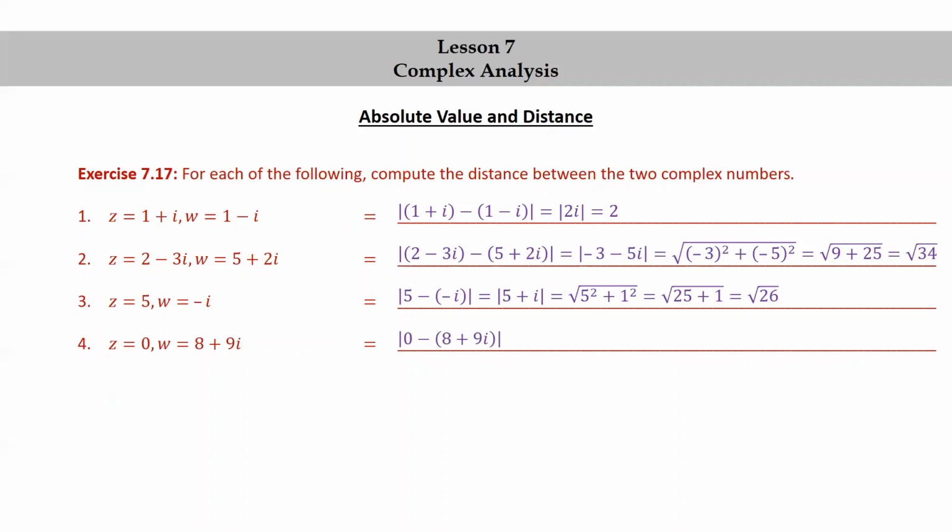The absolute value of 0 minus 8 plus 9i is the absolute value of negative 8 minus 9i, which is the square root of the square of negative 8 plus the square of negative 9. That's the square root of 64 plus 81, which is the square root of 145.